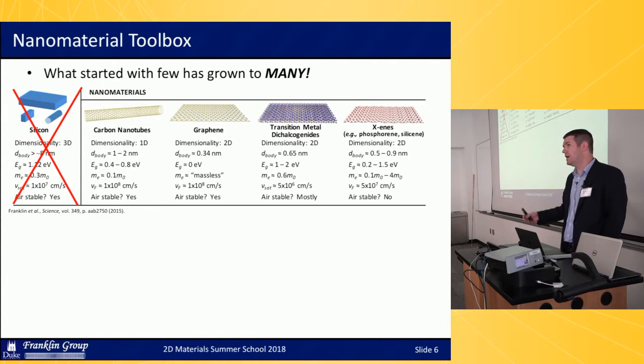What I want to make sure is clear, though, is that when it comes to silicon or any other bulk material, thinning that down towards dimensional confinement is not the same thing as having a nanomaterial. And I know there could be some argument about use of the terminologies, but I would just like to suggest that that is a nanostructure.